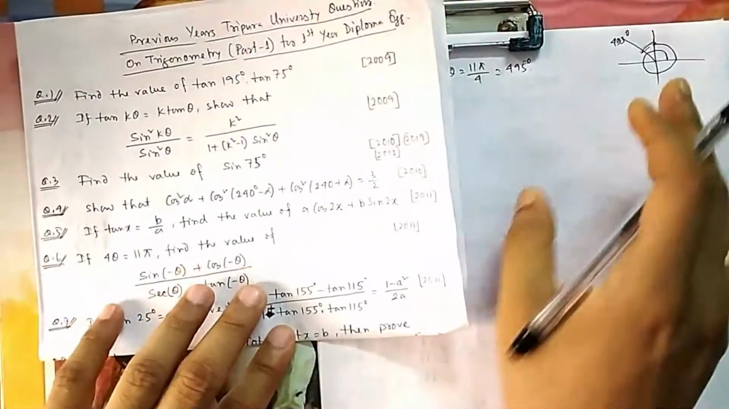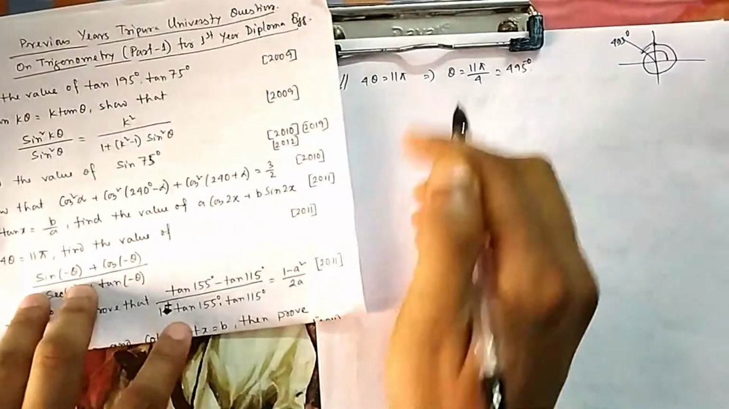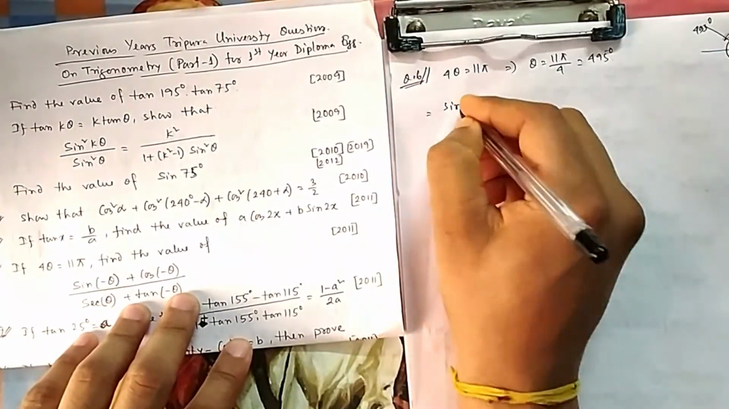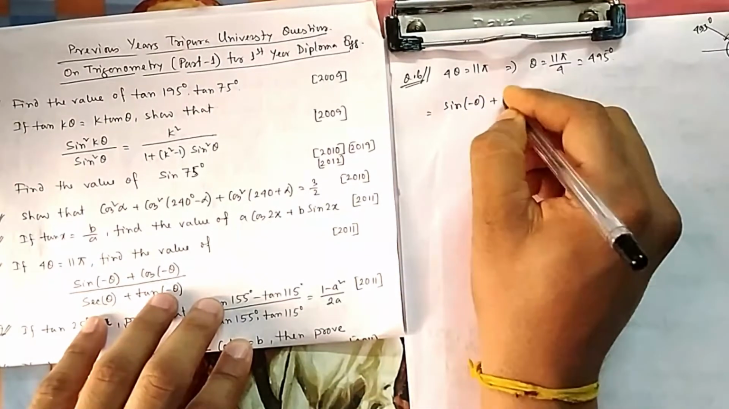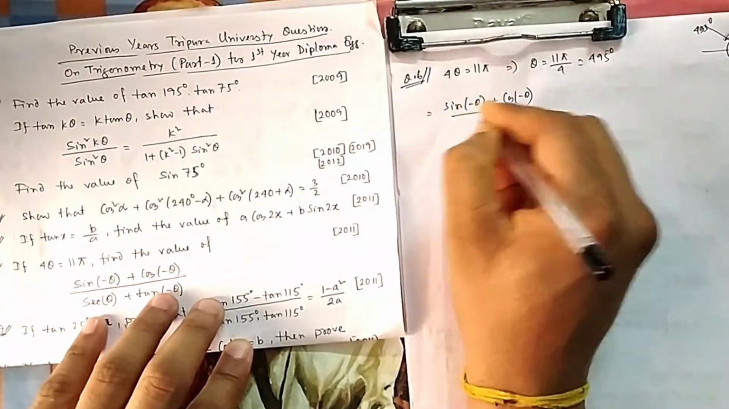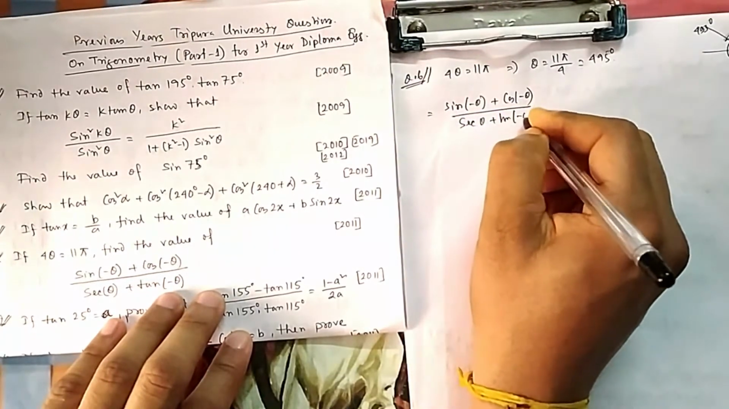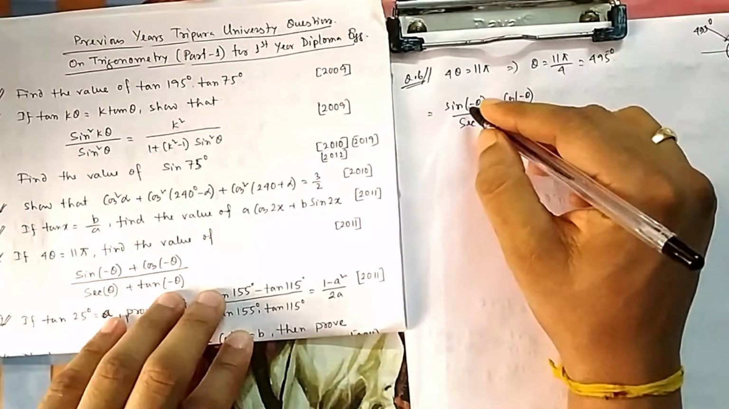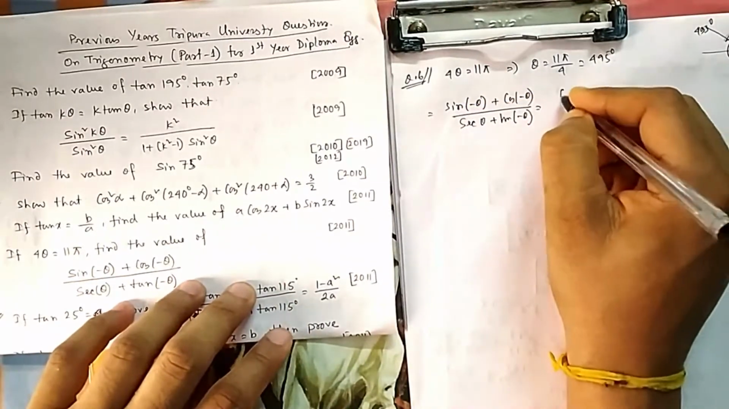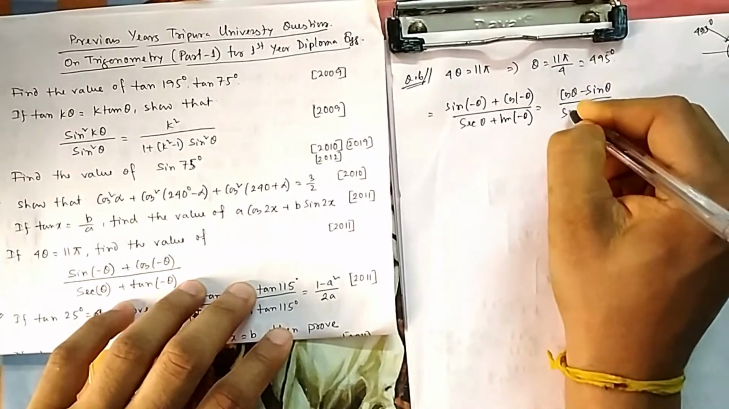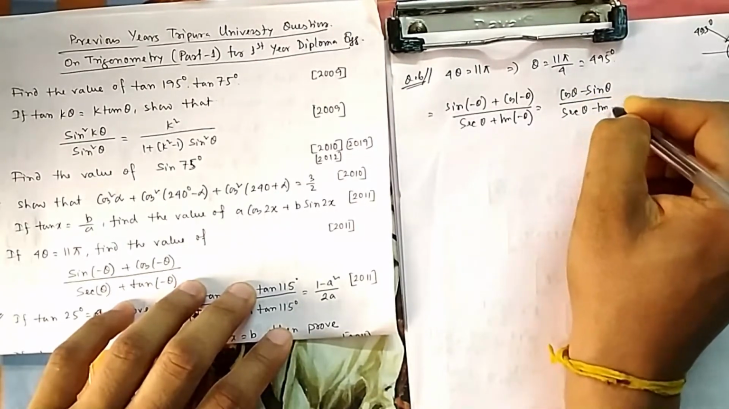If you draw this one in the exam, you can directly write the values. What they have asked you to find is (sin(-θ) + cos(-θ)) / (sec θ + tan(-θ)). Sin(-θ) we know, the minus comes out, but cos can digest it. So it will be cos θ minus sin θ, and in the denominator sec θ minus tan θ.